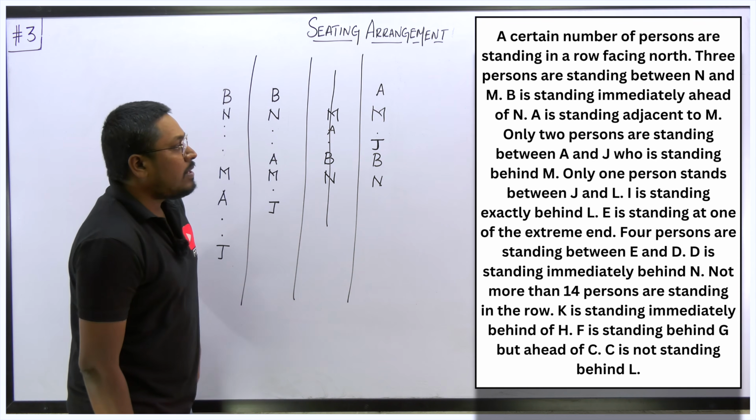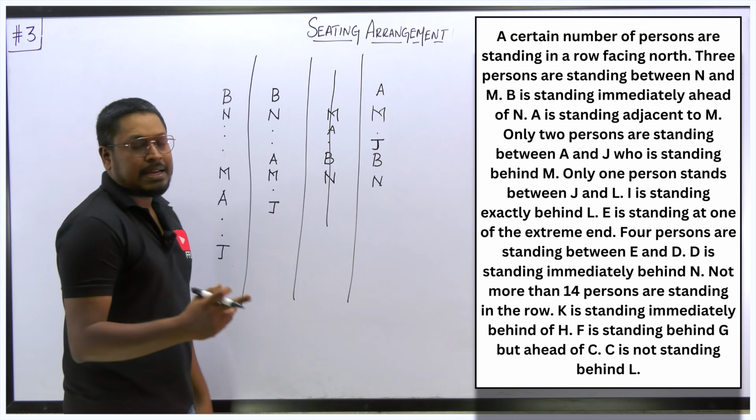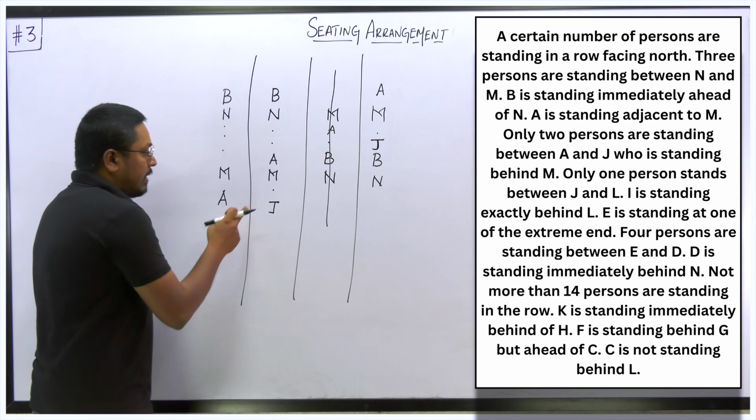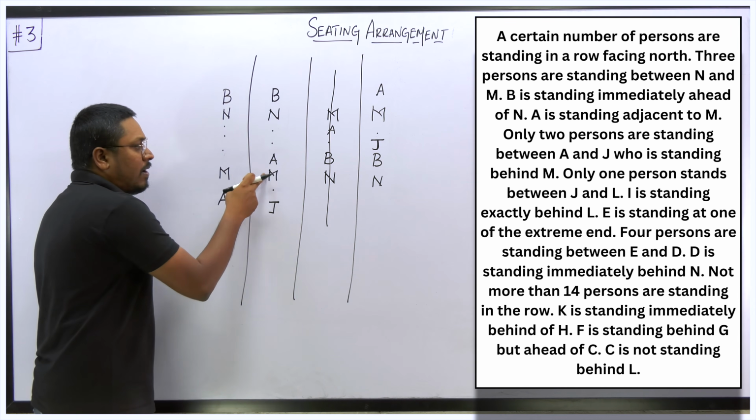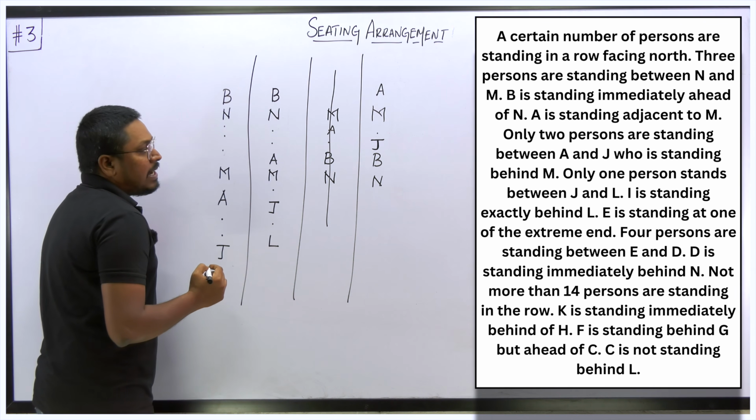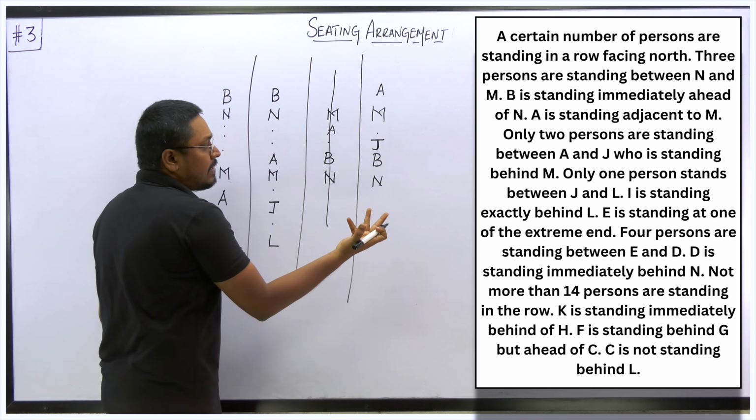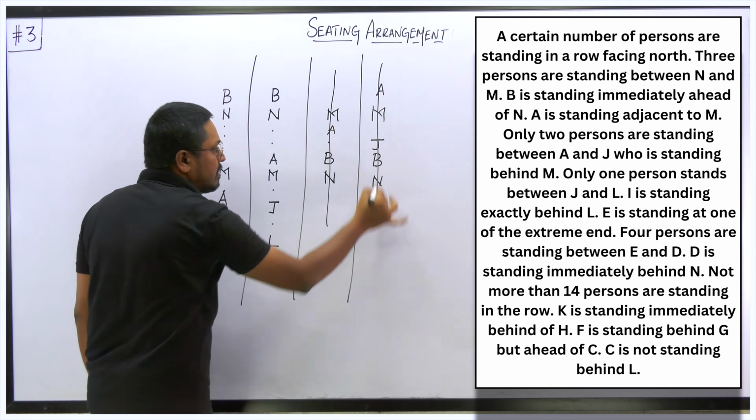So friends, next point is only 1 person is standing between J and L. So between J and L, there should be a gap of 1. So here I can't draw L here. Why? Because 1 point definitely I should draw L here. So similarly between J and L, there should be a gap of 1. Just see here, I can't fix L here. So this diagram is also eliminated.